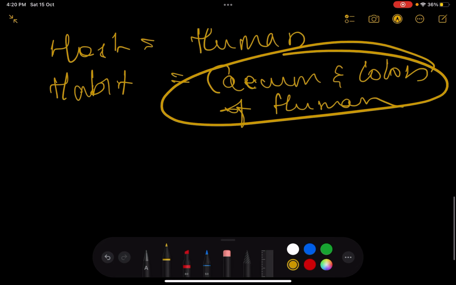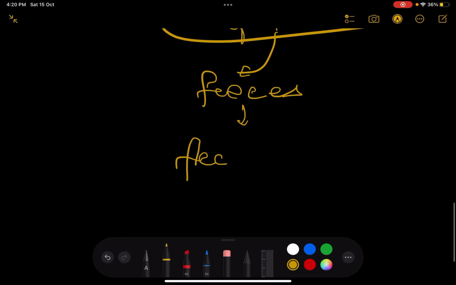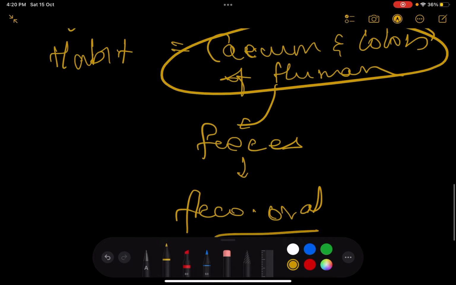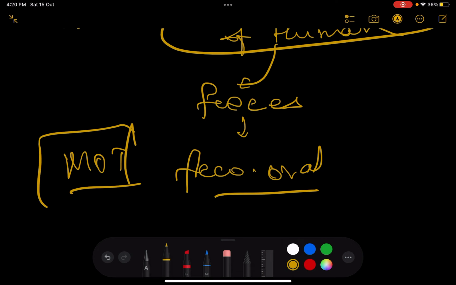So this is one important point. It goes out in the feces and is taken up by the fecal-oral route through contaminated water, food, etc., or even finger to mouth. So that is the mode of transmission. Fecal-oral is the mode of transmission.